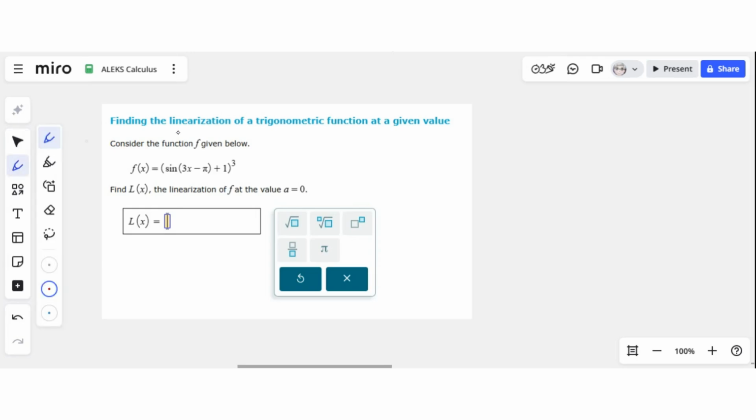In this problem, we are finding the linearization of a trigonometric function. And just as a way of review, what is a linearization? Well, let's say you've got some trigonometric function bouncing around like this. You can find the equation for a line tangent to the function at some point. That's called the linearization.